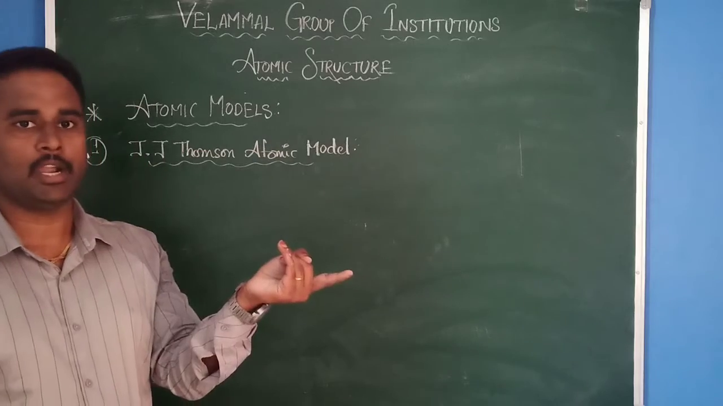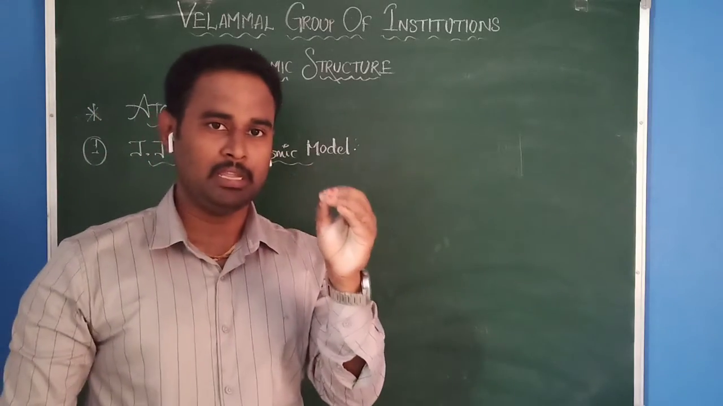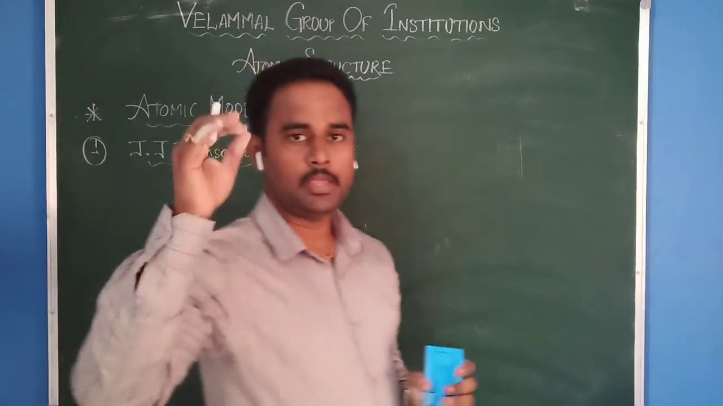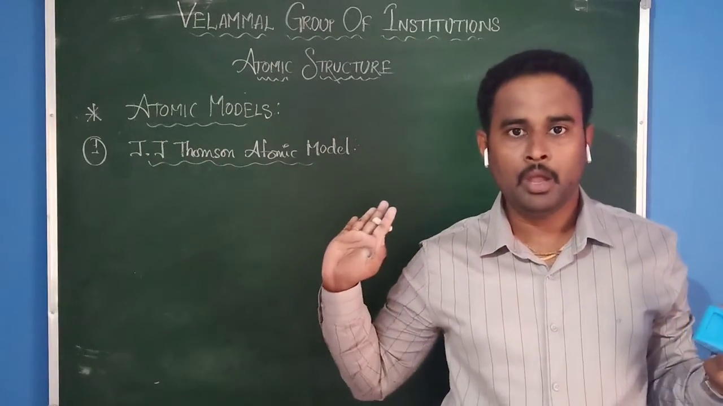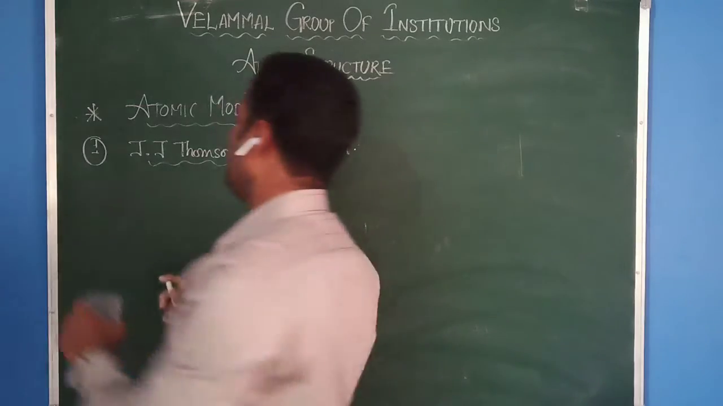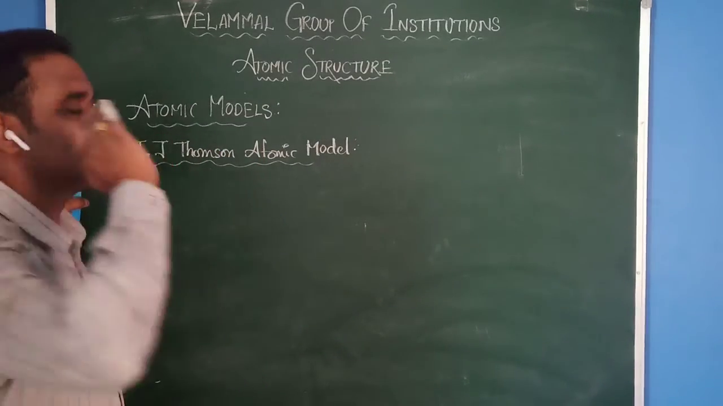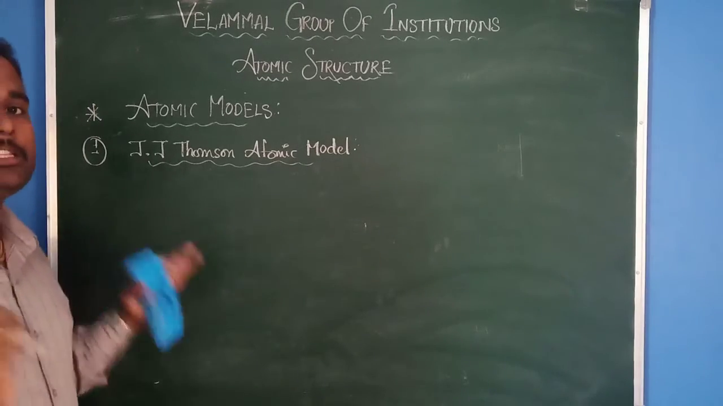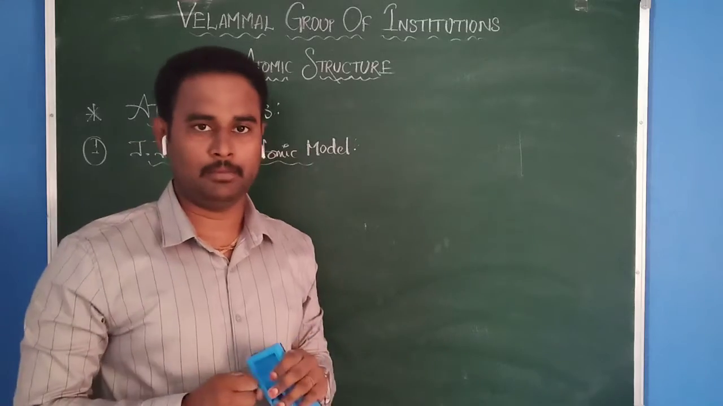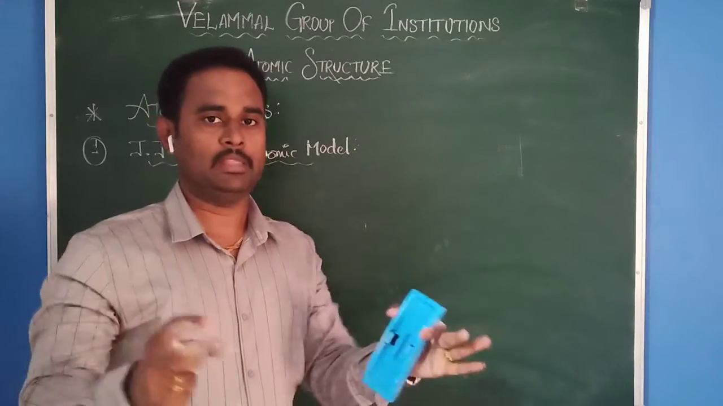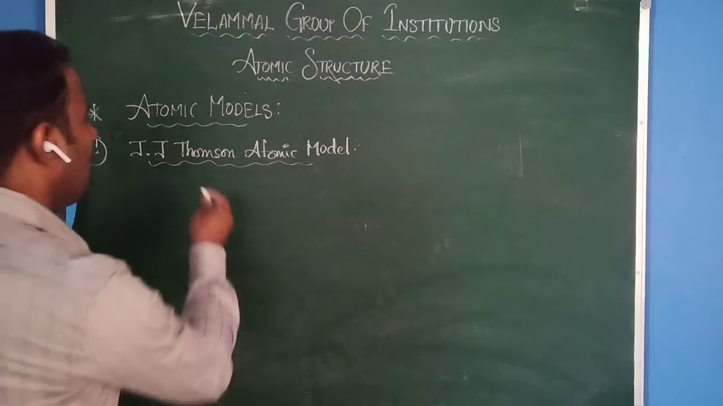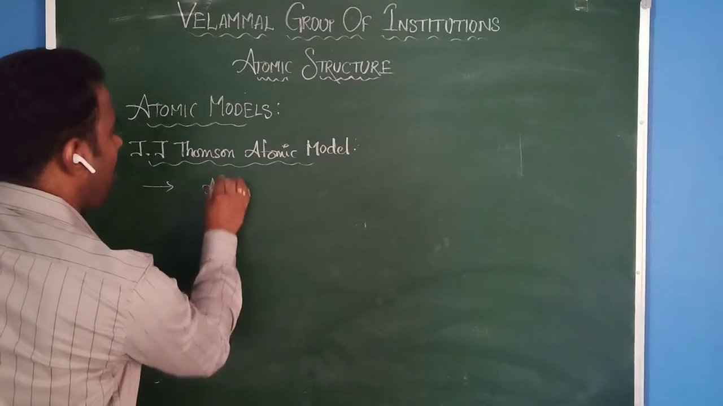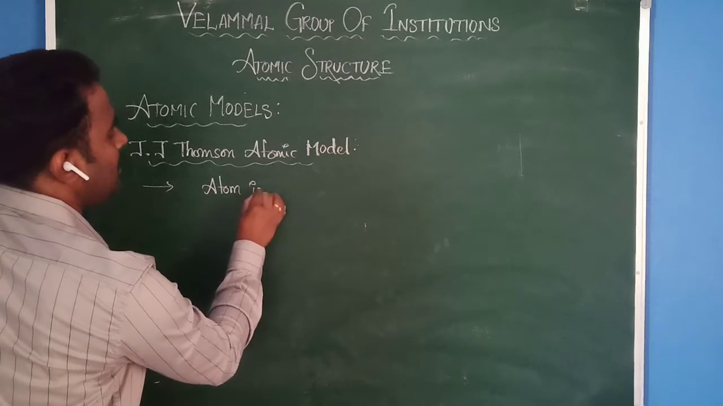Already we discussed in the starting, the discovery of the neutron takes place nearly 50 years later. That is why in the time of J.J. Thomson's atomic model, there is no neutron. Therefore, the first one: what is this J.J. Thomson model? Actually, J.J. Thomson tried to explain the structure of the atom by comparing it with one thing. According to the J.J. Thomson atomic model, the atom is a hard sphere.